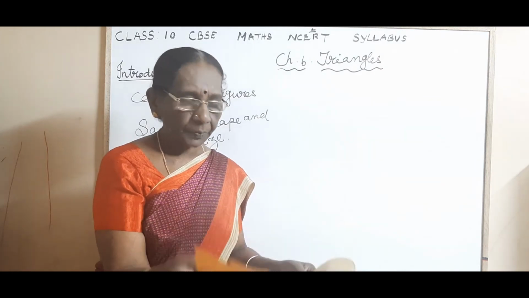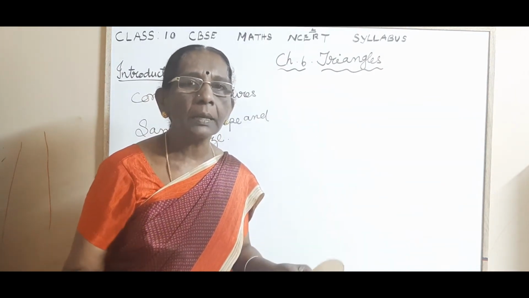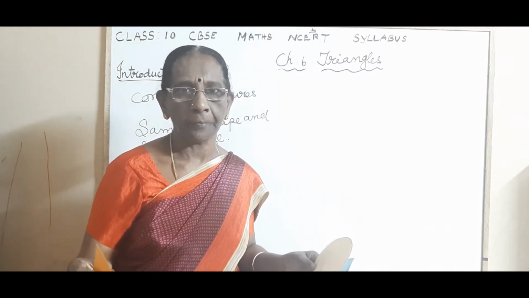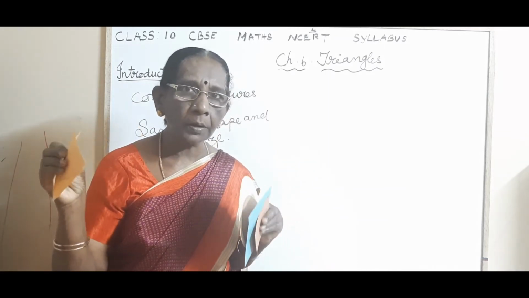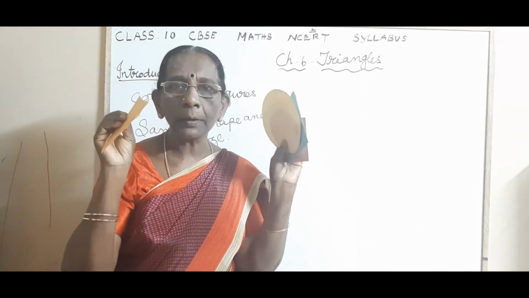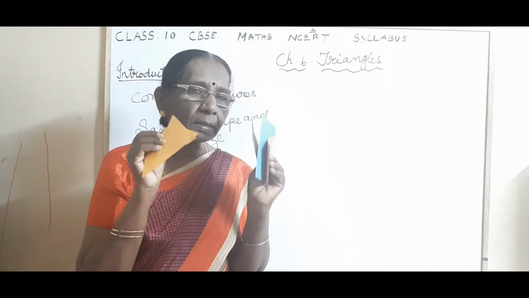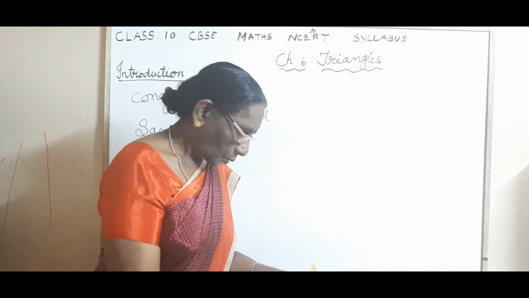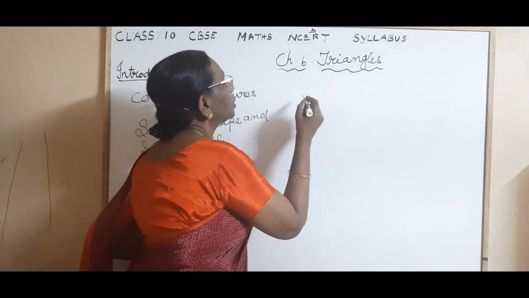Okay, so this is called similarity. Similar figures. Similarity property. Have you understood, children? So, the first property you have studied is the congruent property, congruent figures. Now you are going to discuss in this chapter about similar figures. Okay, children? So what are similar figures? Similar figures have the same shape.